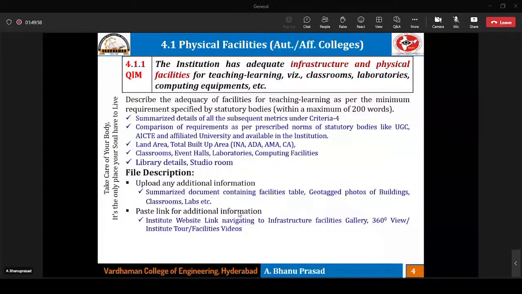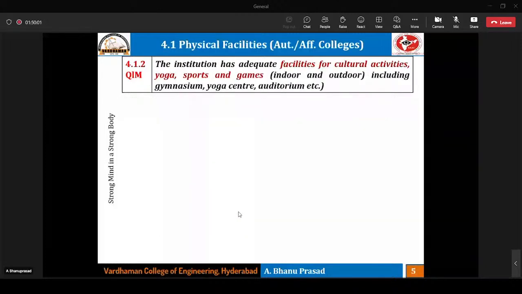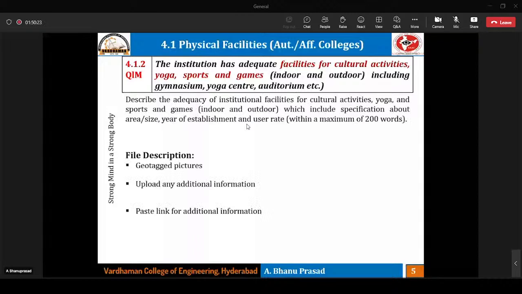So 4.1.2 is about facilities for cultural activities, yoga, sports and games, indoor and outdoor, including gymnasium, yoga center, auditorium, etc. We have a saying, a strong mind in a strong body. Yes, it is true. To make our mind and body work, we need good institutional facilities, which are not only related to our curriculum; we need co-curricular activities, extracurricular activities, and supporting activities. Under this, it is also a QlM for 200 words.